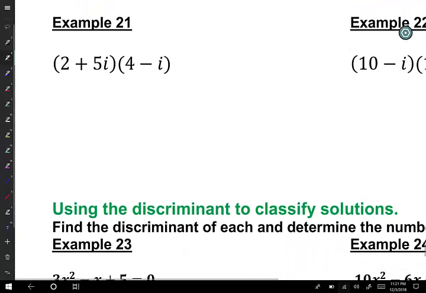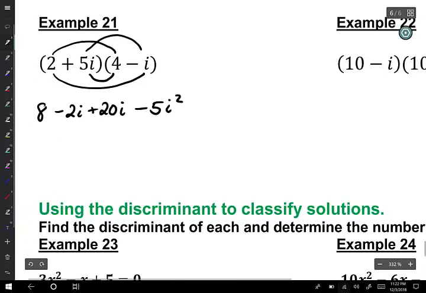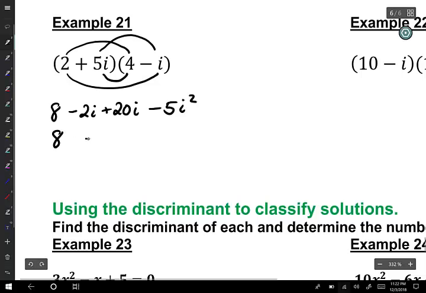Let's look down here at example 21 and let's FOIL. First is 2 times 4, which is 8. Outside, 2 times -i is -2i. Inside is positive 20i. And then last is minus 5i squared. The important thing on this problem is to recognize at the back that 5i squared is really -5 times -1, which is positive 5. And when you add that to the 8, you're going to get 13 plus 18i.